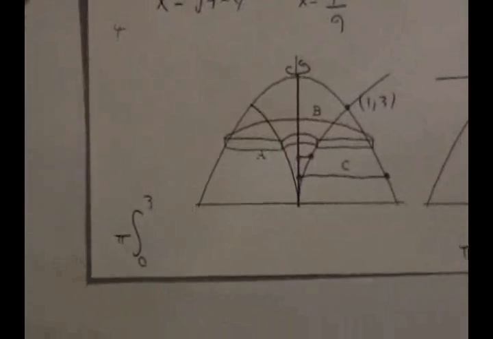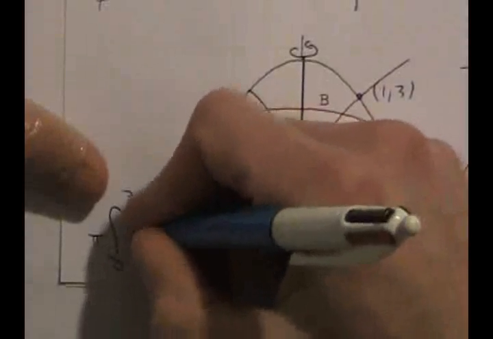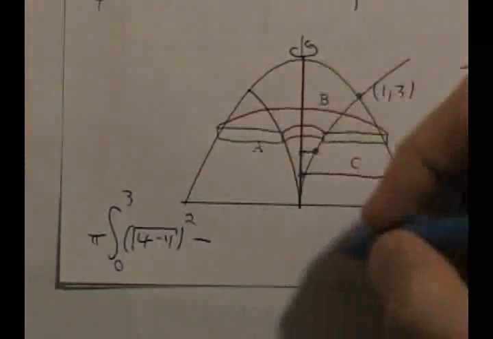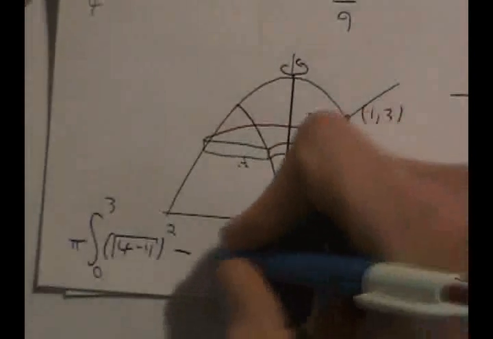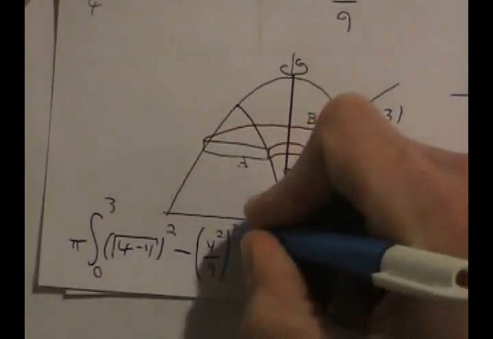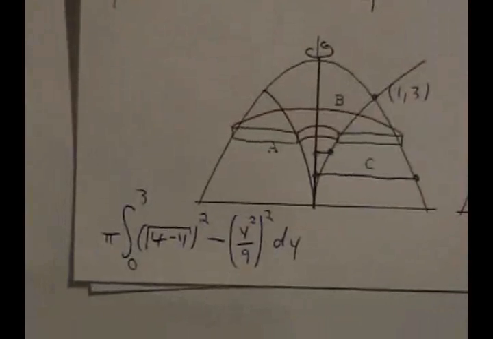So that outer one will be radical 4 minus y, quantity squared, outer squared, minus the inner radius, which is the other one, so that's y squared over 9, quantity squared. Right, outer squared minus inner squared, dy. Alright, just like that. Two left.